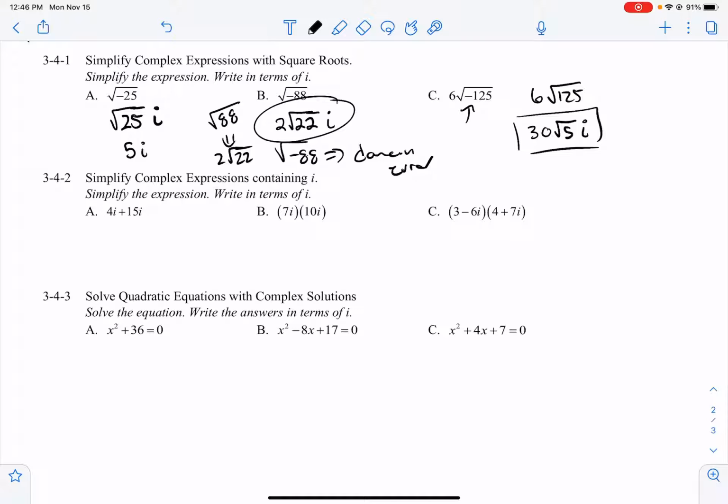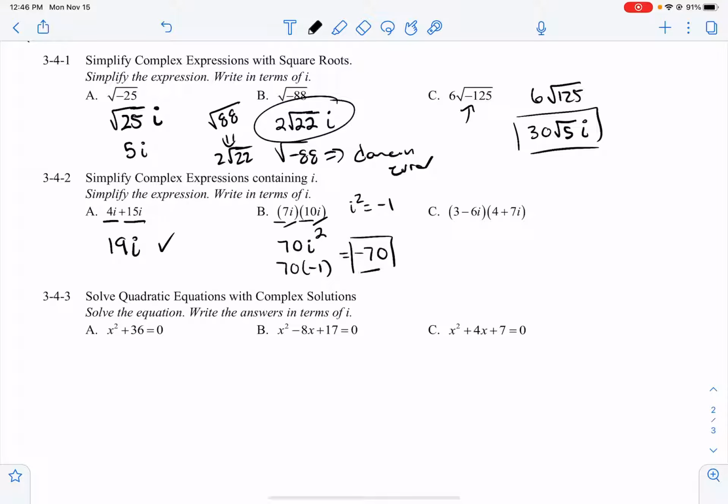Okay? All right, simplifying. Remember, i's are just like x's. So 4i plus 15i is just 19i. Ta-da! Done with that one. But when I multiply them together, 7 times 10 multiplies to be 70. i times i becomes i squared. And we learned that i squared is actually a number. It's negative 1. So this becomes 70 multiplied by negative 1, which becomes negative 70.